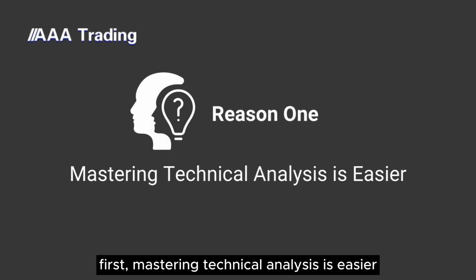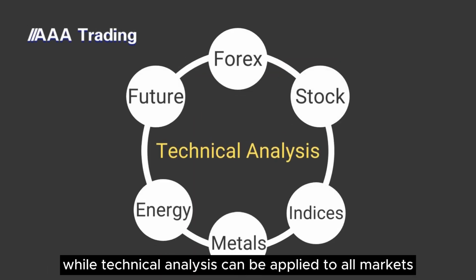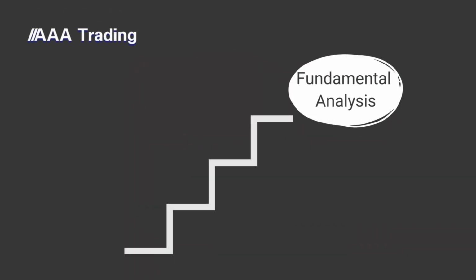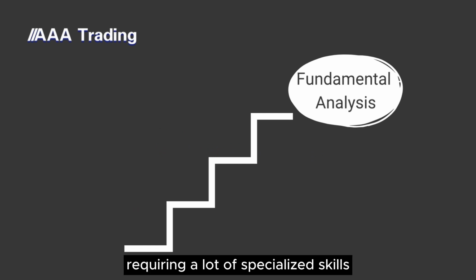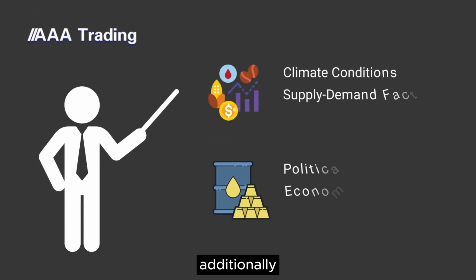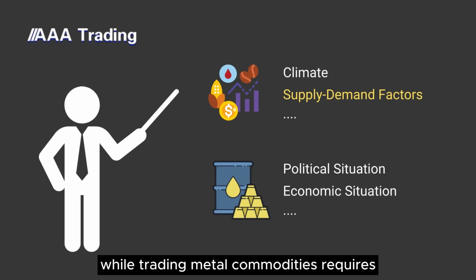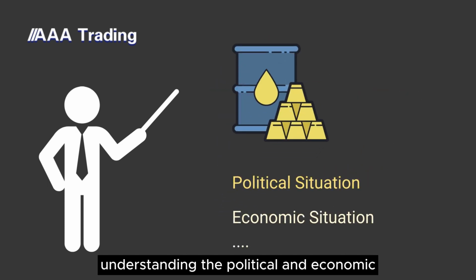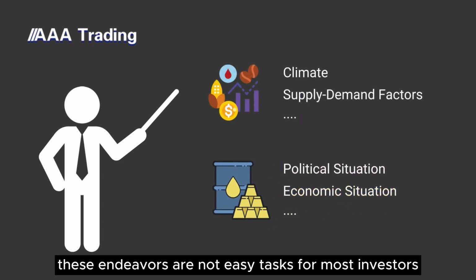First, mastering technical analysis is easier. Fundamental analysis requires a high level of proficiency, while technical analysis can be applied to all markets. The learning threshold for fundamental analysis is high, requiring a lot of specialized skills. Additionally, trading agricultural products involves studying climatic conditions and supply-demand factors, while trading metal commodities requires understanding the political and economic situations in the producing countries and so on. These endeavors are not easy tasks for most investors.